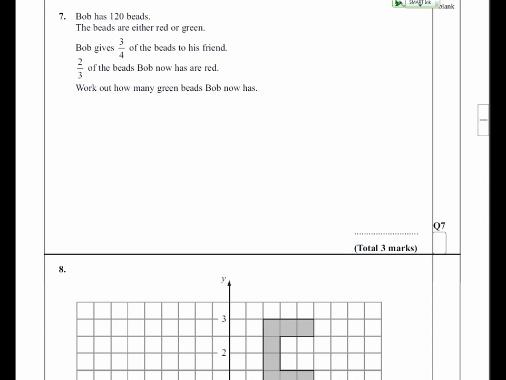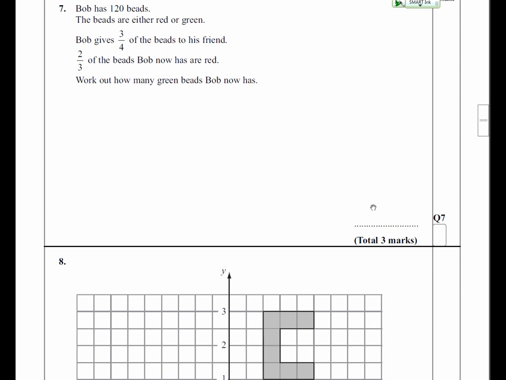Question 7. Bob has 120 beads. Wonder what he's going to do with those. The beads are either red or they're green. There's no other option, I'm afraid. If you wanted a purple one, you can't have that. Bob gives 3/4 of his beads to his friends. 3/4 given away. 2/3 of the beads Bob now has are red.